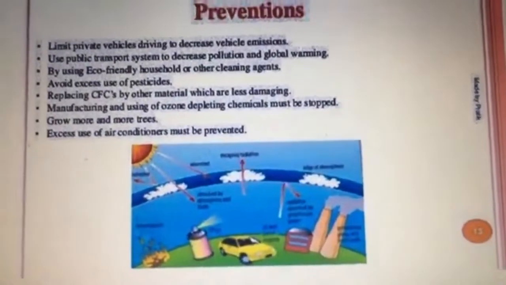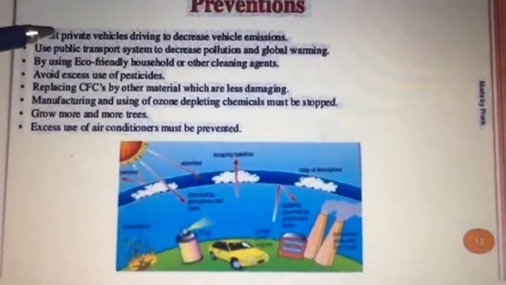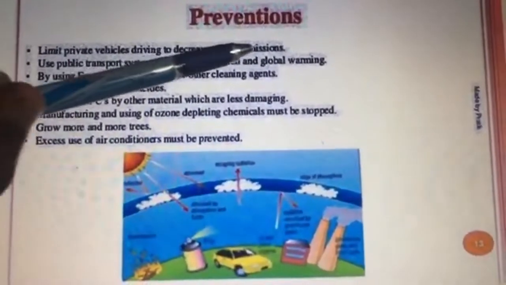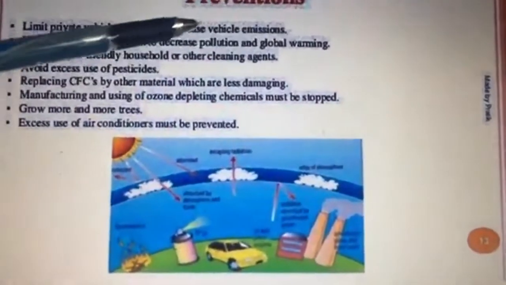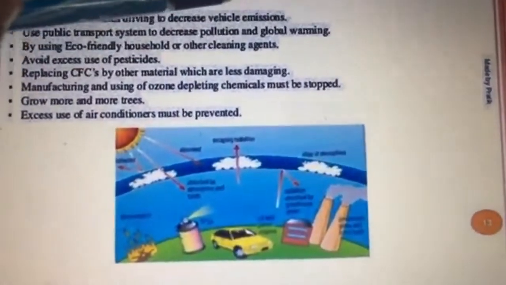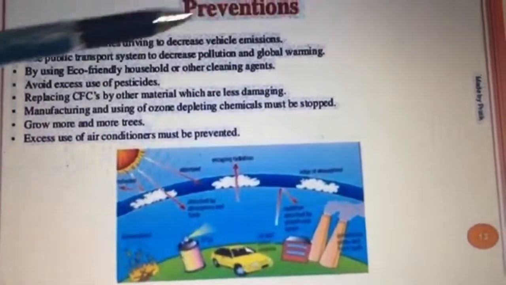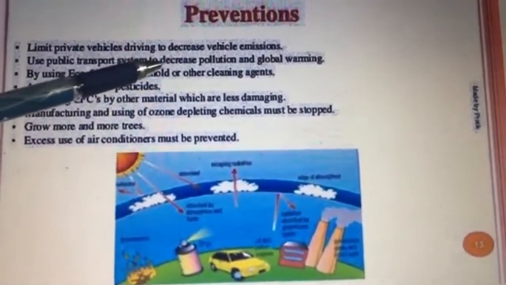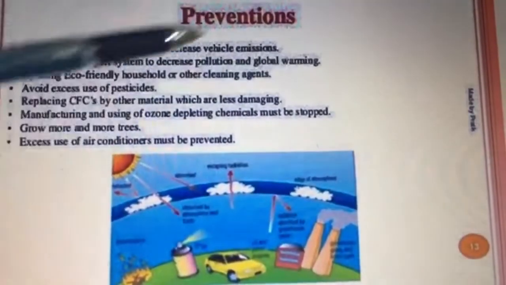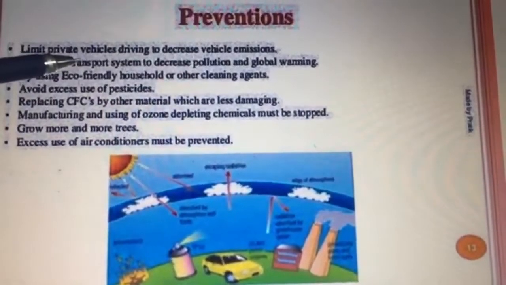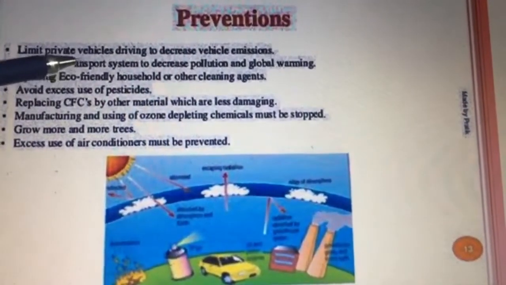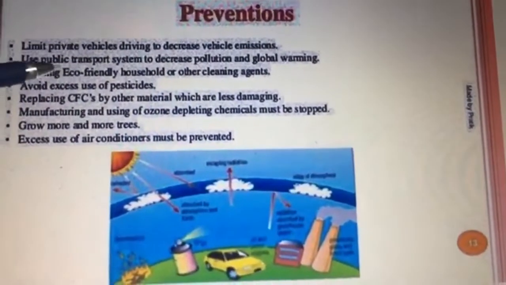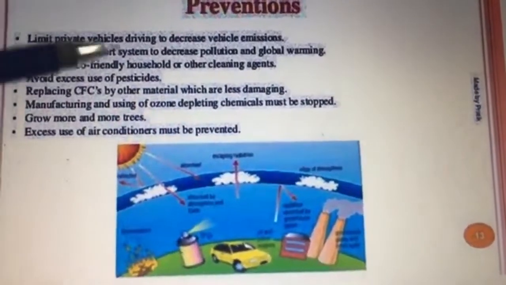Now, how to prevent? Limit private vehicle driving to decrease vehicle emissions. When burning fossil fuels, so many harmful gases are released, so that will be reduced. Use the public transport system to decrease pollution and global warming. So just avoid the car, bike, that kind of vehicle. Use public transport like bus, train, etc.